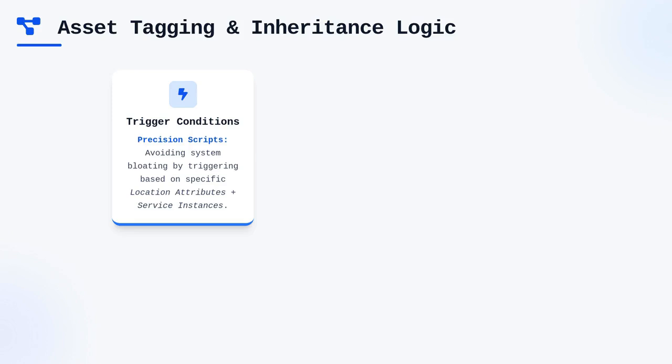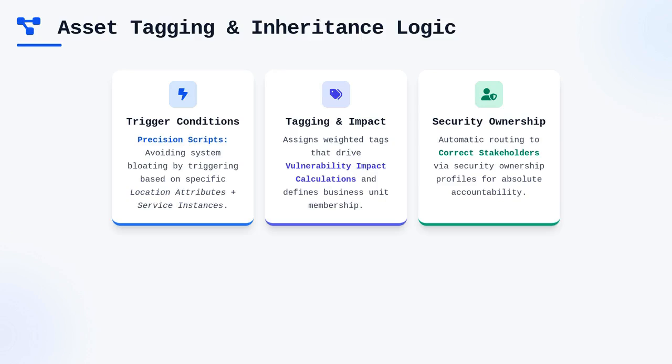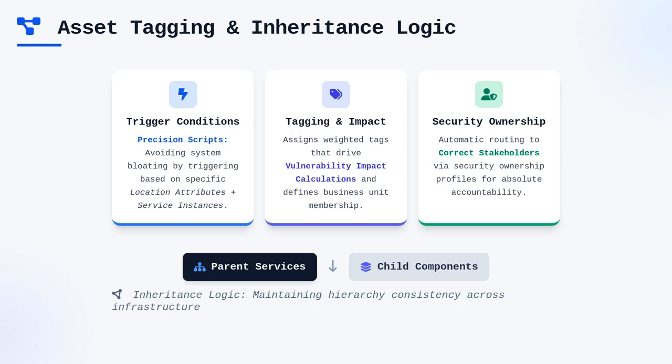When you configure automated business unit tagging scripts, you must ensure they operate based on defined trigger conditions rather than running indiscriminately. These scripts look for specific data points, perhaps a combination of a location attribute and a service instance, to assign a tag that carries weight in our vulnerability impact calculations. By linking these assets to security ownership profiles, we establish a clear path for accountability, ensuring that when a vulnerability is ingested, it is automatically routed to the correct stakeholder. The inheritance logic ensures that these tags flow down from parent services to child components, maintaining consistency across the infrastructure hierarchy.